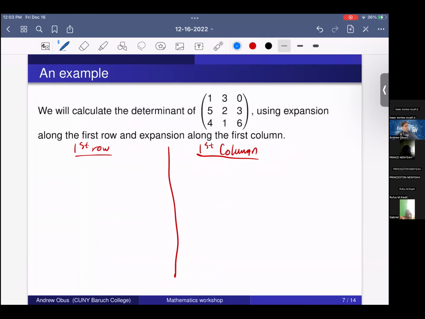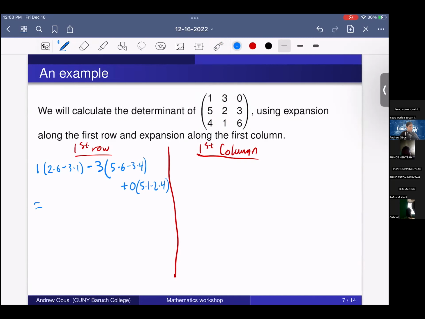Okay. So first we're going to do the first row. Well, what do I have? I have 1 times the complementary matrix determinant, which is going to be 2 times 6 minus 3 times 1. Right? This is my 1, and here's my complementary matrix. So then minus, I have 3 times, and here the complementary matrix is going to be the 5, the 4, the 3, and the 6. Right? So I'm going to have 5 times 6 minus 3 times 4, and then plus 0 times the complementary matrix, which is going to be 5 times 1 minus 2 times 4.